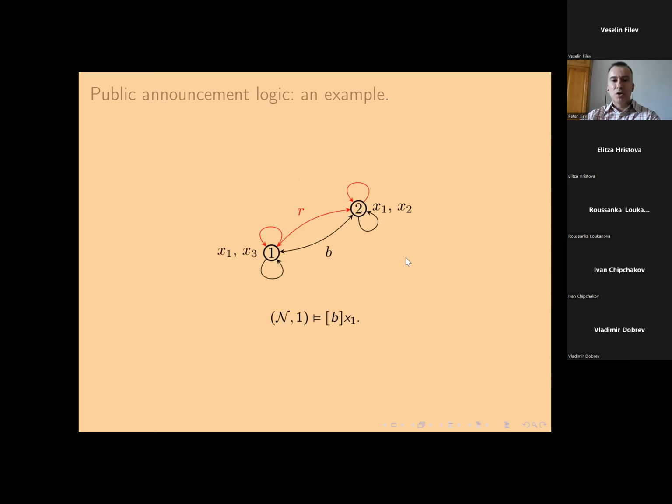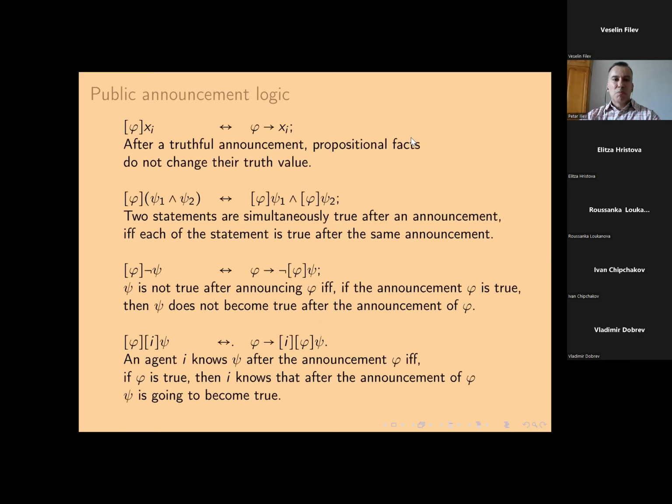Why is this so? Because if you announce this formula, you're suddenly throwing away point number three and you end up with this point. Now everywhere you go along a B arrow, you see just a world that satisfies X1. So it's a pretty complicated semantics. But it turns out that for every formula that contains the public announcement operator, you have an equivalent formula that doesn't contain it. In other words, basic epistemic logic and public announcement logic are equally expressive.